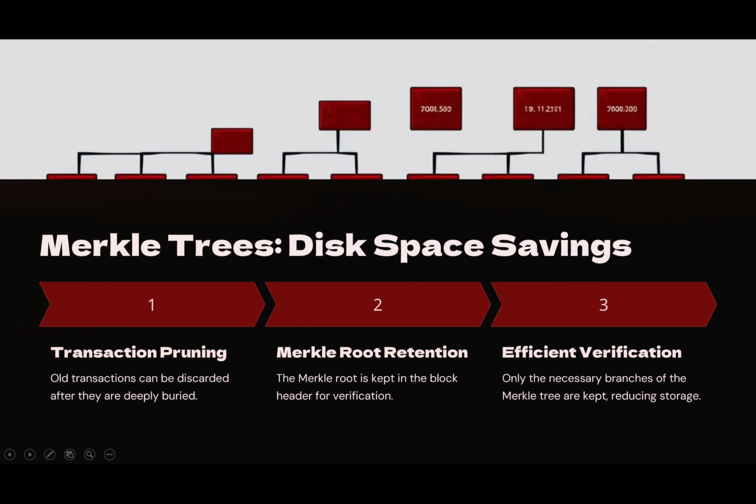This is how SHA-256 works. We also need to know how the Merkle tree saves space. The Merkle tree lets us remove old transactions, right? Once transactions are buried under many blocks, this data can be deleted. We save storage, but the Merkle root stays in the block header. If we want to verify a single transaction, only a few branches of the Merkle tree are needed, saving storage while still proving the transaction exists.